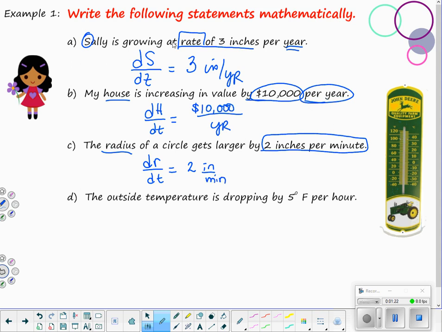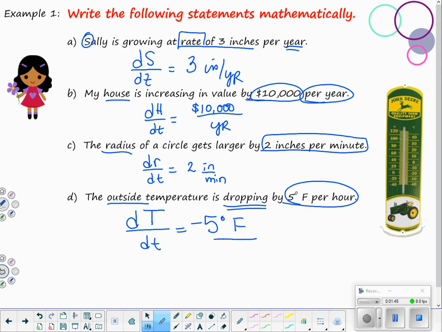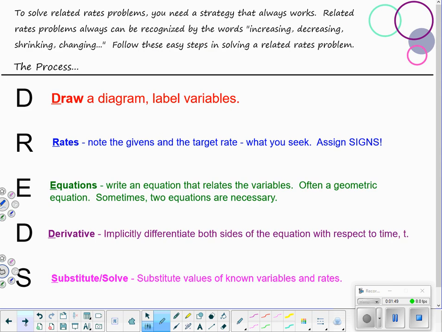The outside temperature is dropping by, dropping's a keyword, by 5 degrees Fahrenheit per year. Or per hour. That would be crazy. Okay, outside temperature. I'm going to go with a T, but I'm going to use capital T for temp, little t for the time. So I've got the change of temperature per change of time, and that's going to be a negative 5 degrees Fahrenheit per hour. So you got to pay attention to whether it's increasing or decreasing, to make sure you get your signs right on your quantities.